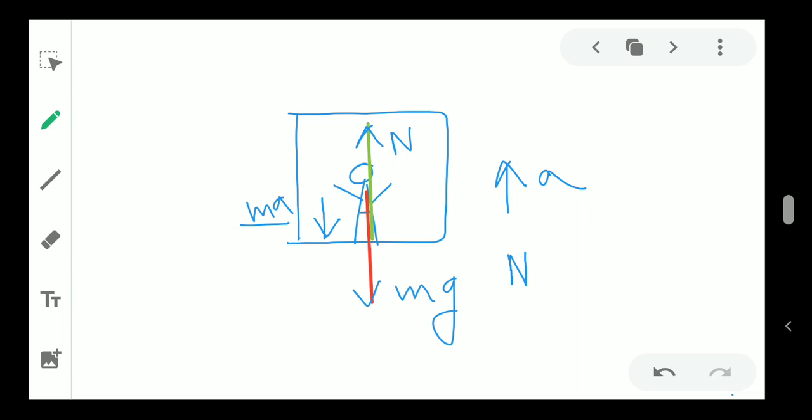Now we can see that normal is working upside, and downside ma and mg both are working. So you can see the feeling, that is the normal reaction, is increased now. That means you will feel heavier when the lift is going in the upward direction. The same situation will happen when you have a thread and a stone is tied at the last end of the thread, and you hold another portion of the thread with your finger. If you push the thread upside, what will happen?